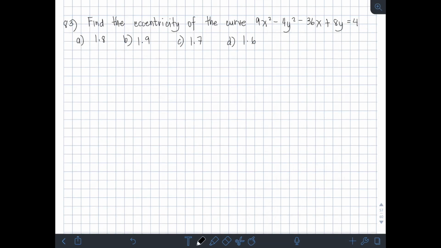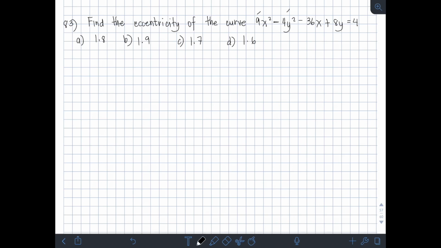Okay? Next, we have, find the eccentricity of the curve 9x squared minus 4y squared minus 36x plus 8y equals 4. Okay, so take note, kung mapapansin nyo, anong type of curve ito? Kasi meron tayong different coefficient ng x squared tsaka y squared and then opposite sign sila. So, isang positive 9 tsaka isang negative 4. It is a hyperbola. Okay?